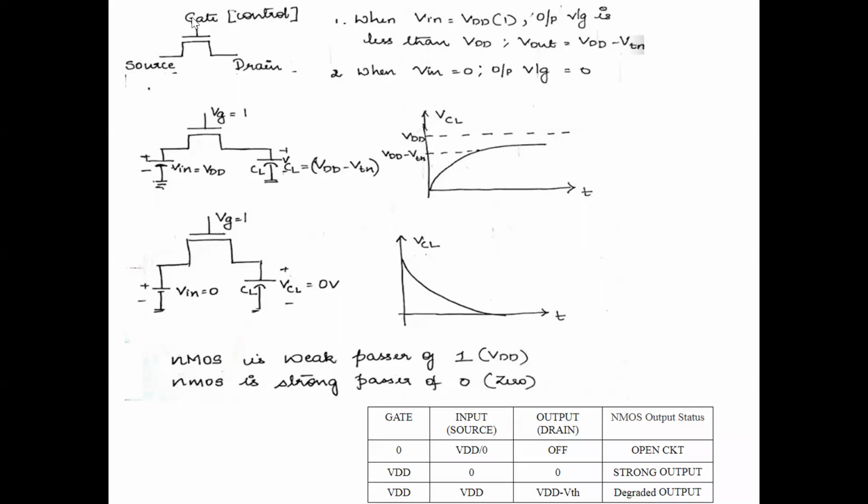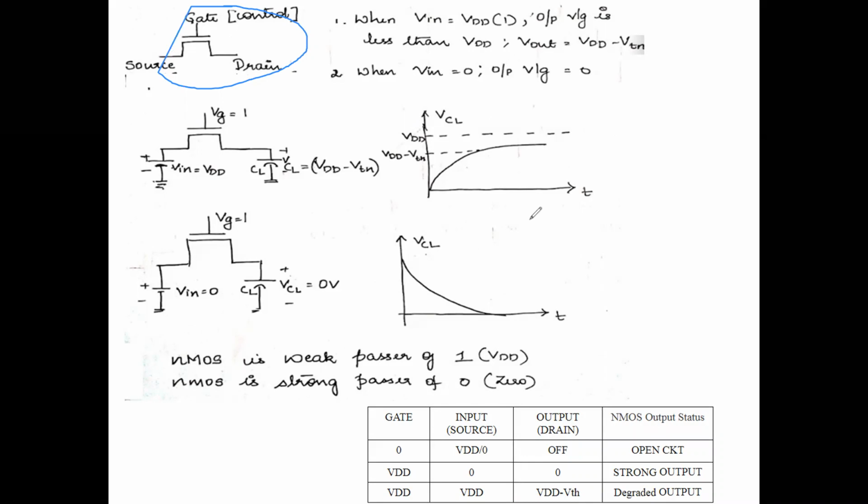This is the N pass transistor here. The gate is a control signal. We have the source and the drain. It can be output and input. The output and input depend upon whether you're charging or discharging the node.